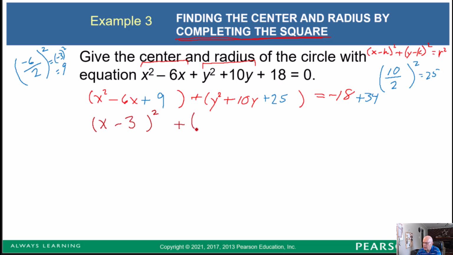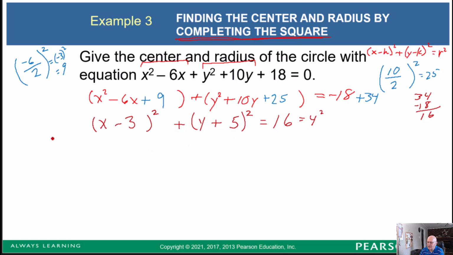Plus. Now notice you got a y here, you got a 5 here, and if there's a plus there, this will be a plus. We have factored the completed square. Now, what do we have here? 34 minus 18. What do we get? 16. Well, that sounds really good to me because that's 4 squared. So I've got x minus 3 squared plus y plus 5 squared equals 4 squared. So the radius is 4.